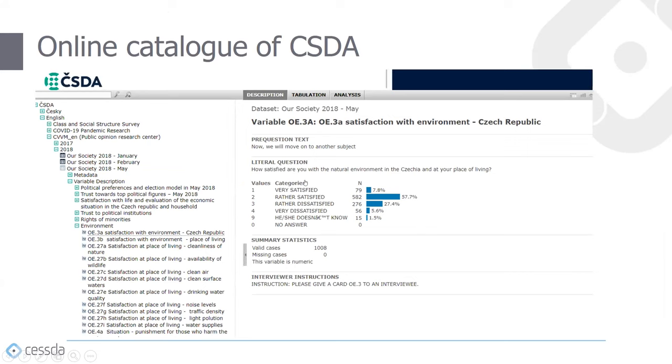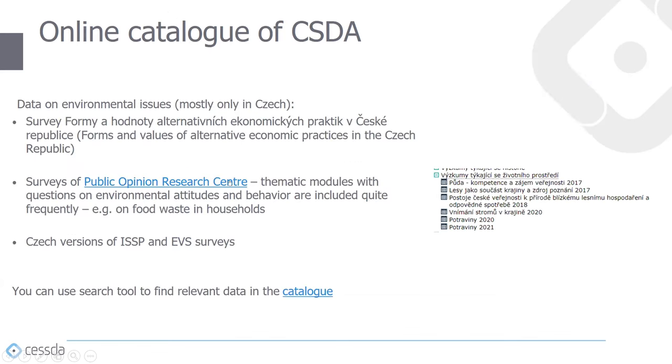This is a screenshot of the CESSDA online catalog. So you can find some environmentally relevant data there as well. So recently added was the survey Forms and Values of Alternative Economic Practices in the Czech Republic. It's only in Czech, but I mention it because Jan Vávra will be talking about this survey or the data from it.